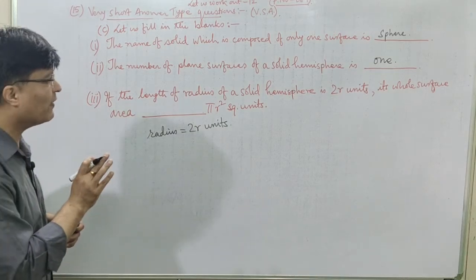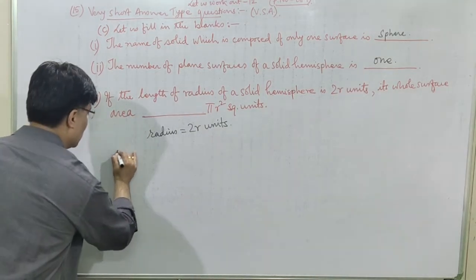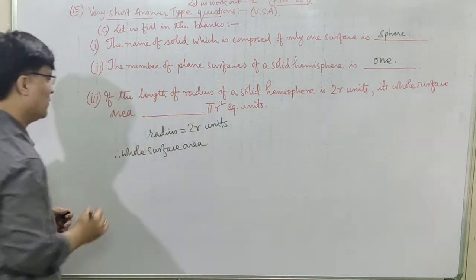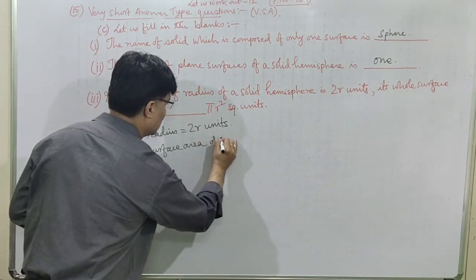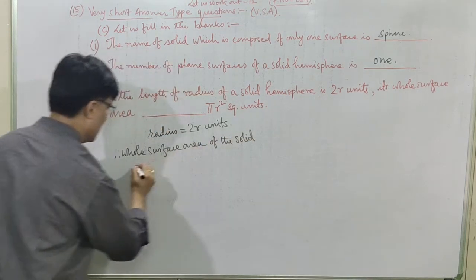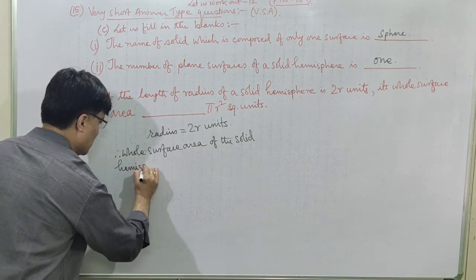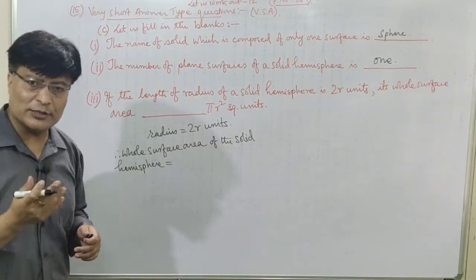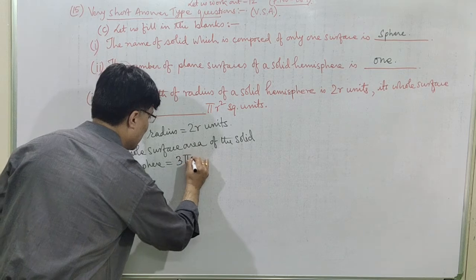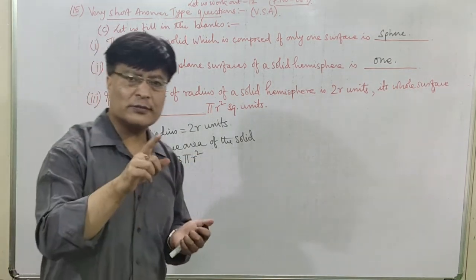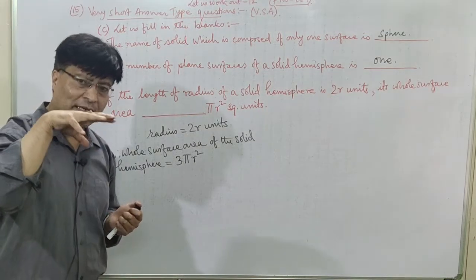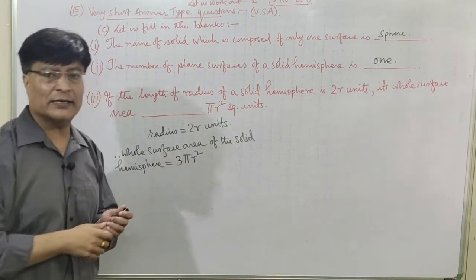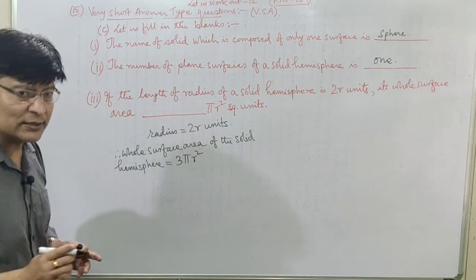Now in this case you have to find out the whole surface area of the solid hemisphere. Therefore, the whole surface area of the solid hemisphere is equal to, what is the formula? What is the formula for the whole surface area of the solid hemisphere? That is 3 pi r square. The curved surface area of the hemisphere is 2 pi r square, and the top part of the hemisphere is a circle, that is pi r square. So 2 pi r square plus pi r square is always 3 pi r square. So this is the whole surface area of the solid hemisphere.